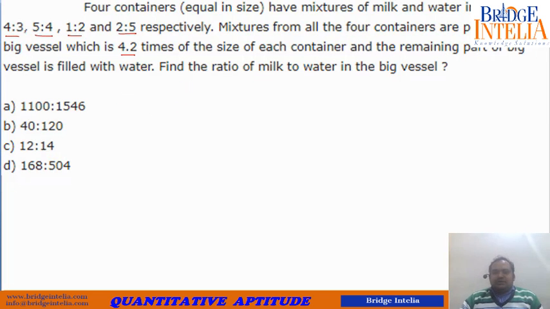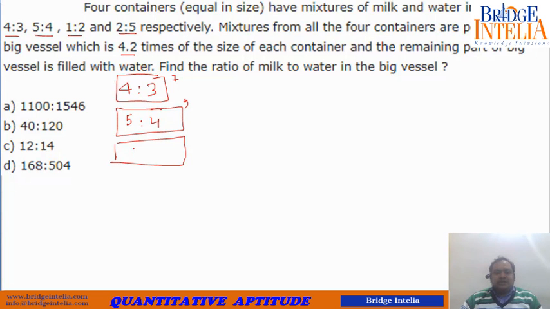So 4 containers, each having solutions of milk and water in different ratios. The ratios are 4:3, so if you add them up, the sum is 7. The other ratio is 5:4, the sum is 9. The other ratio is 1:2, the sum is 3. The last ratio is 2:5, the sum is 7.